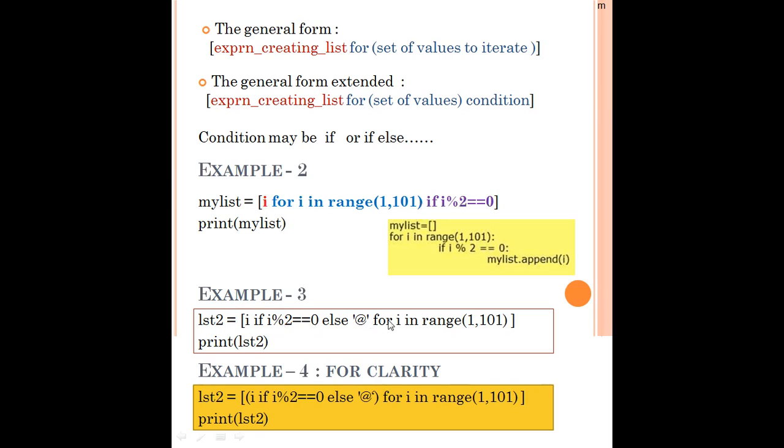Now if else is there, so before the loop only we write it here. If it is even, write the number as it is, add the value as it is, create a value in the list, otherwise instead of a value you give some symbol like at the rate of. Now in example 4 the same thing is written, this entire for loop is written in a bracket. We can give a bracket, otherwise also it will work.